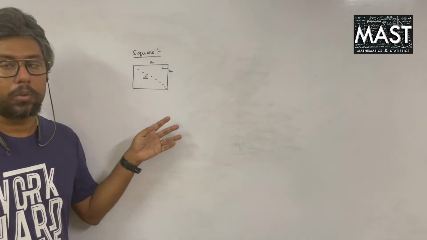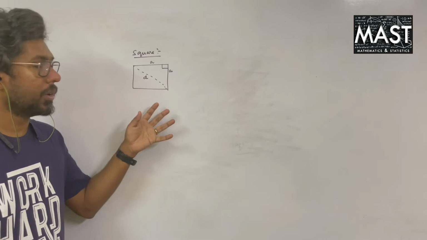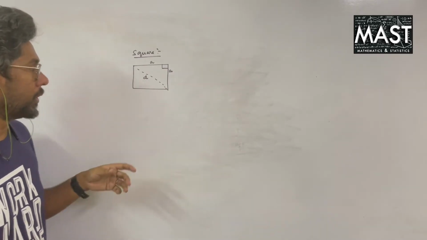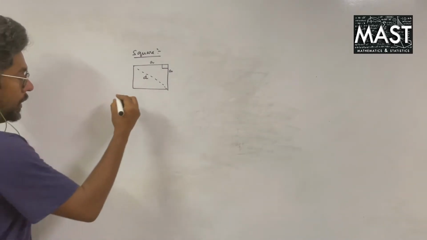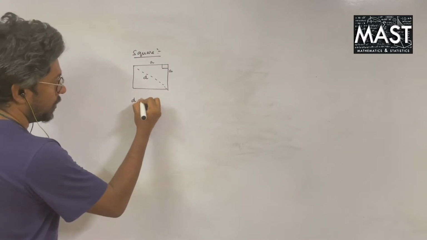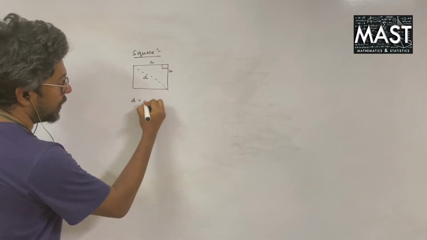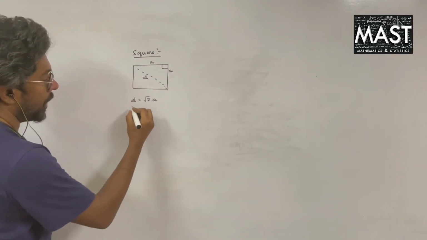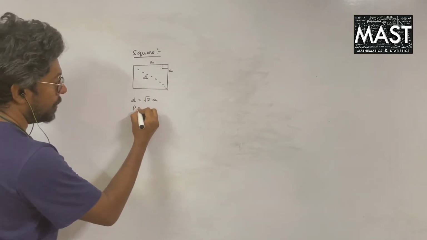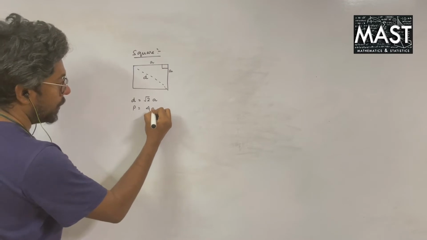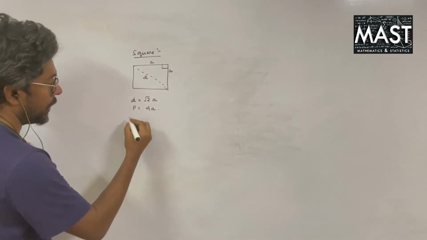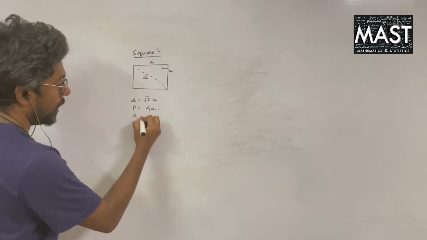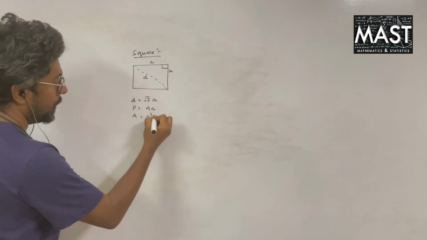Now we'll talk about quadrilaterals, and the first figure that we'll be talking about in quadrilaterals is a square. If we have to find the diagonal of a square, we'll get it as root 2 a, where a is the side of the square. The perimeter is 4 into a, which is 4 into side, and the area is a square.